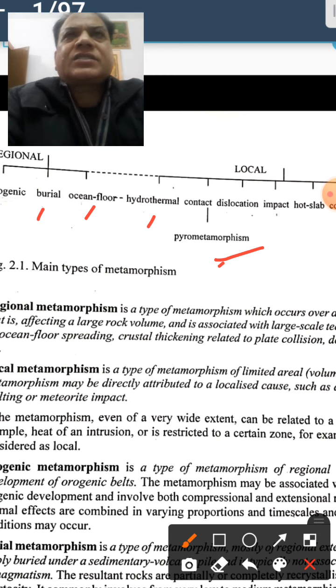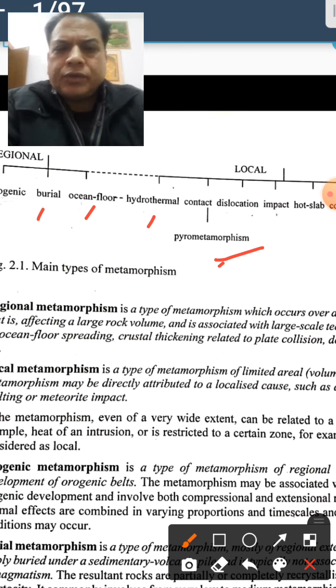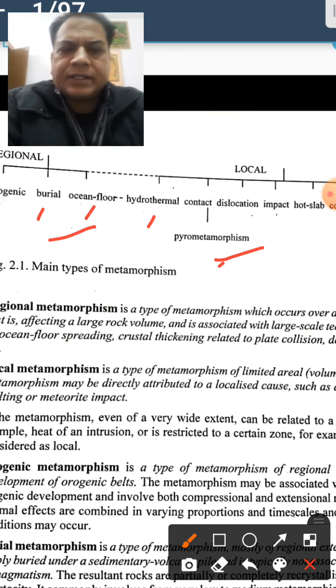So extraterrestrial metamorphism is also known as shock metamorphism, and as I said, it can have a localized effect, so it comes under local metamorphism, which we took up in our early classes.